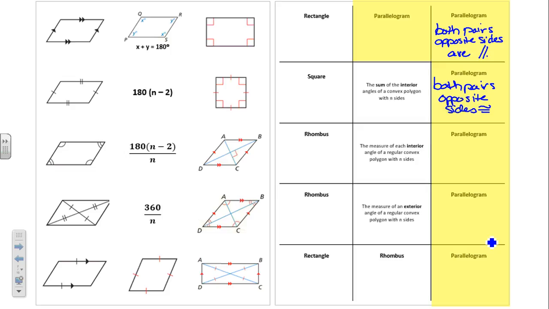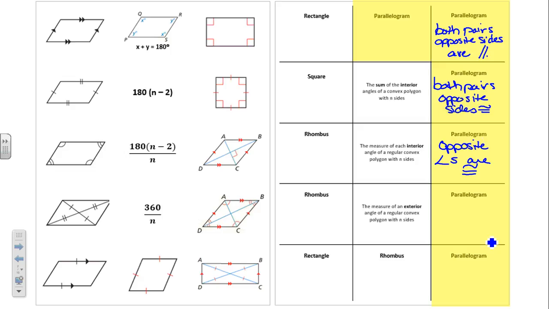Geometric hieroglyphics number 3. What do these symbols mean? The opposite angles are congruent. And again, you use whatever symbolism you want to on here. You can write the word angles out. You can write the word congruent out. Okay.